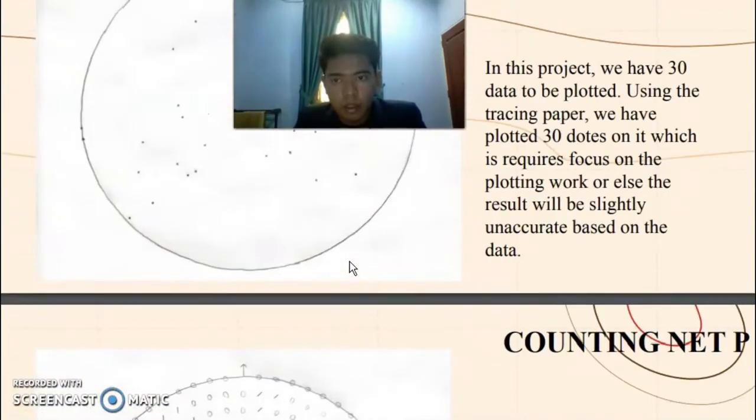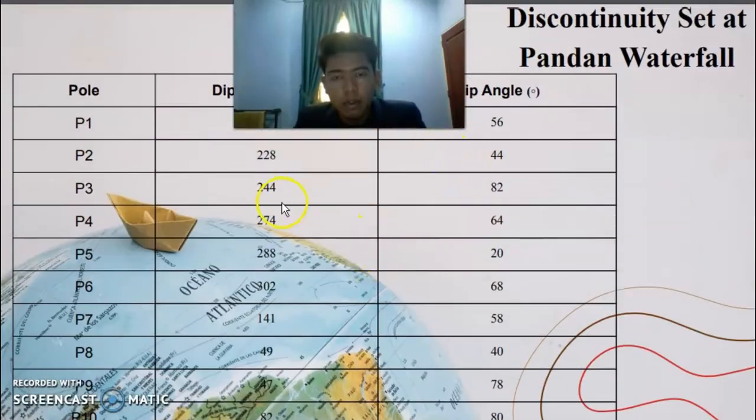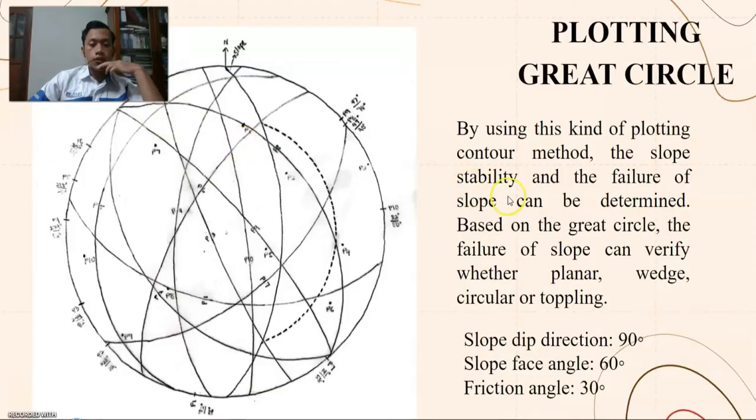Okay, this is data for the great circle, which is dip direction, dip angle, and this is a joint. Okay, that's all for me. Thank you.